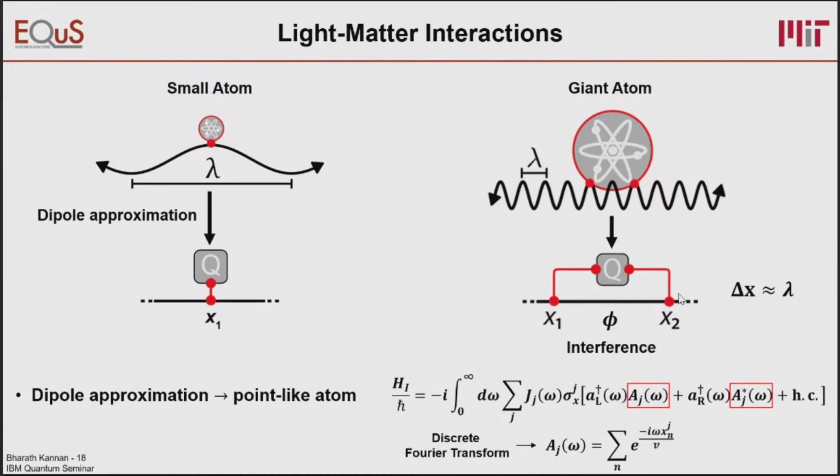So we're still Markovian, and this is actually what lets us implement this giant atom in a very clean way, I would argue, which we'll see.